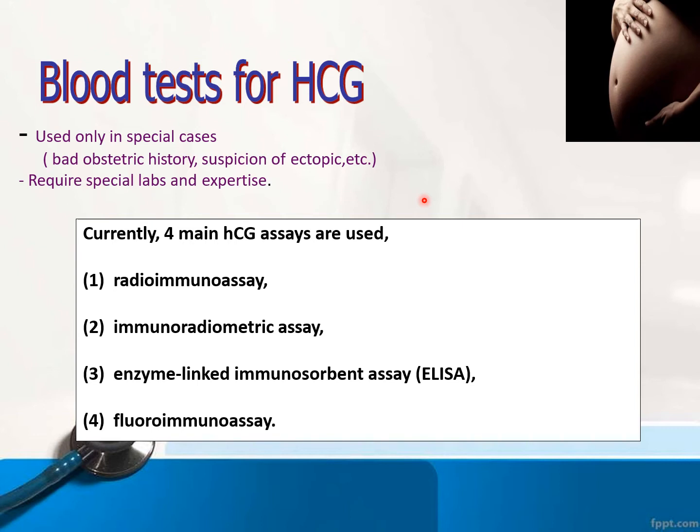But if the mother has a bad obstetric history, or if you suspect ectopic pregnancy, in those cases you can go for the blood test. Bad obstetric history means she has a previous history of death of a child, or a history of ectopic pregnancy. Ectopic pregnancy means the fertilized ovum gets embedded outside the uterus. Sometimes the fetus may grow inside the fallopian tube, or inside the ovary, or in the abdominal cavity. Those are ectopic pregnancies. If you suspect such cases only, we go for the blood test.